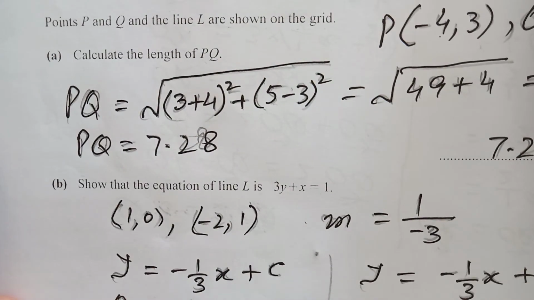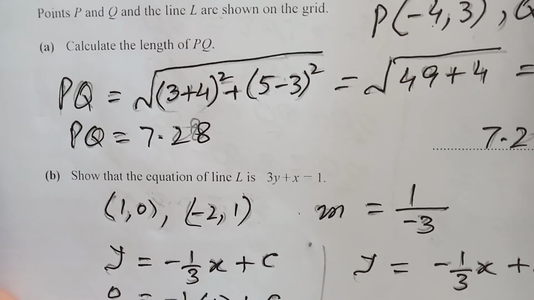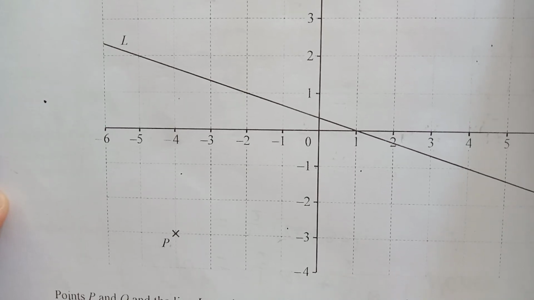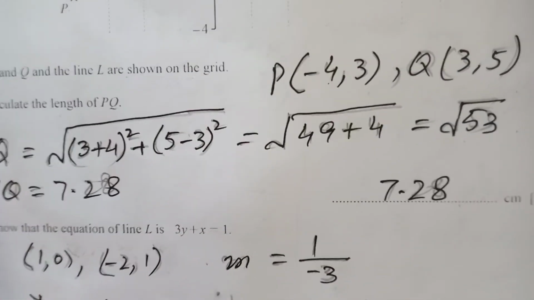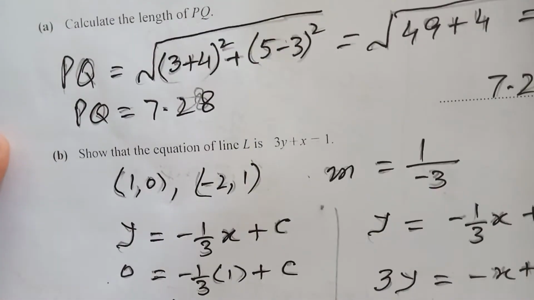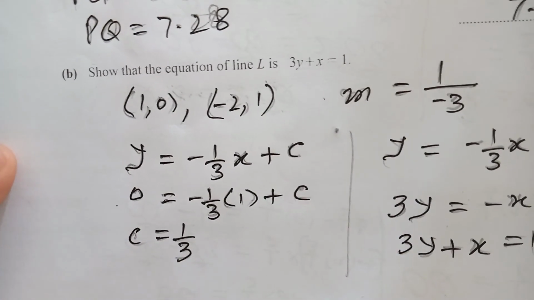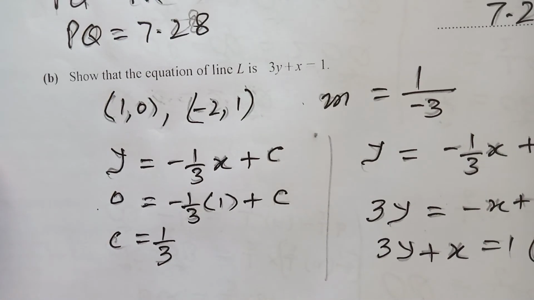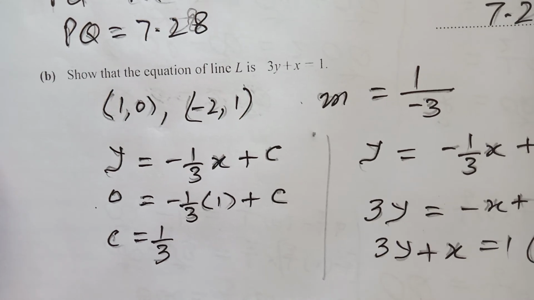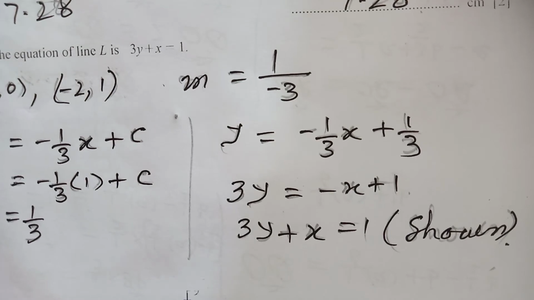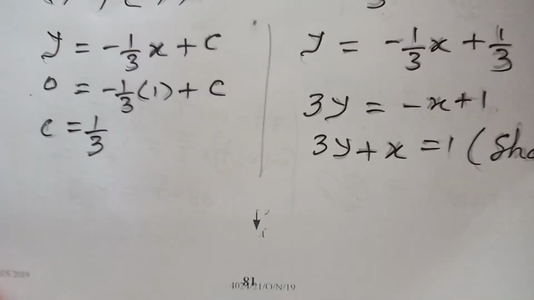Show that the equation of the line L is 3y plus x is equal to 1. So take two exact points on the line. One is 1, 0 and I think the other is minus 2, 1. Using these 2 points, you will first find the gradient, minus 1 over 3, y is equal to minus 1 over 3 x plus c. So we put the points, you will get c. So by working, you will get 3y plus x is equal to 1, shown, proved.